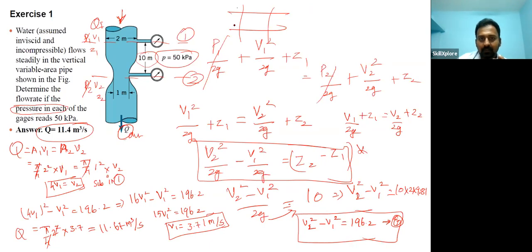Okay, this is section 1 and this is section 2. If it is horizontal, then Z1 is equal to Z2, so there is no such thing. Just leave that. Just velocities play a vital role here if this problem is given in a horizontal manner. Okay, so the thing is, you have to shortcut the problem.